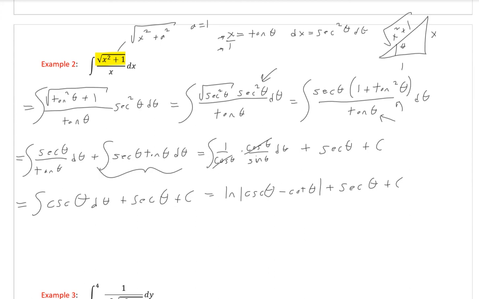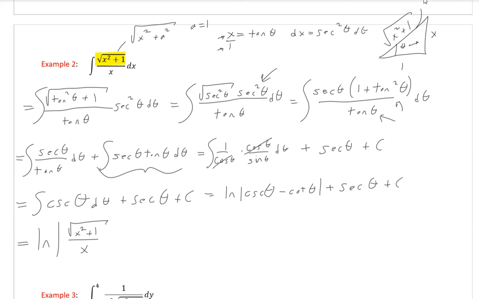All right. Now we have no integrals anymore, but what we do need to do is go back to our original triangle and consider what each of these pieces mean. So, natural log. Cosecant, instead of sine, which is opposite over hypotenuse, is hypotenuse over opposite. So we have hypotenuse, which is the square root of x squared plus 1, over the opposite, which is x. So square root of x squared plus 1 all over x.